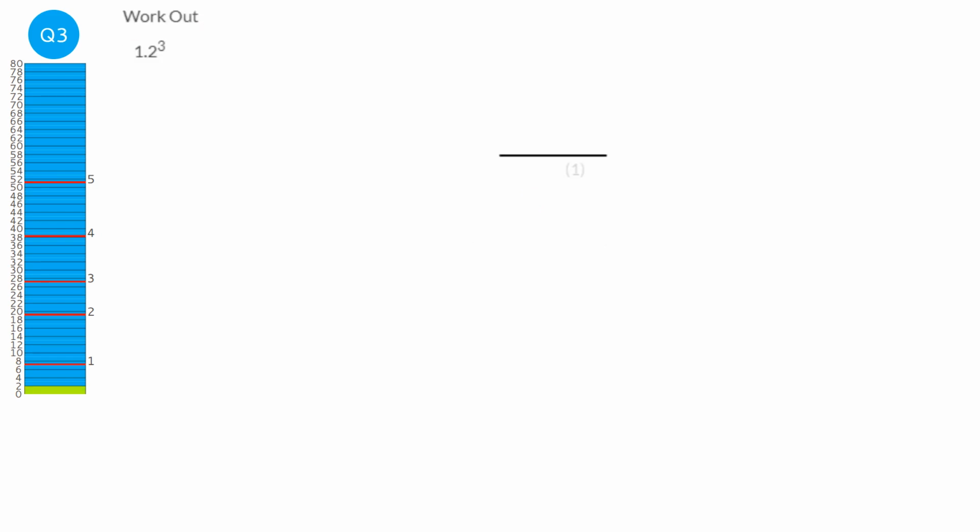So we can either use the calculator to work out what 1.2 cubed is, or we can do 1.2 times 1.2 times 1.2. Now if you want to use the calculator to go straight there, you're going to type in 1.2, and then normally there's a button that looks like this, x with a little 3, and that will give you the answer. Or if you're not sure how to do that, you can times it by itself 3 times and you get the answer 1.728.